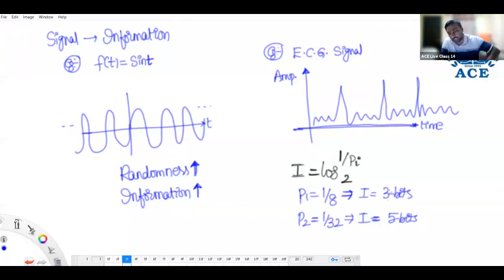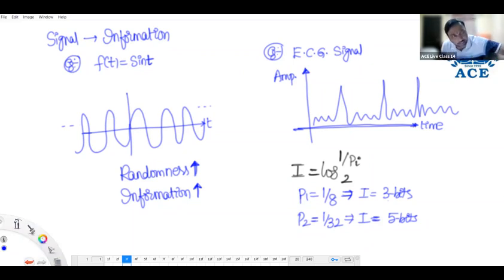Every fellow will say signal means information. That is a common statement, sir. But what is the indirect meaning of the word information? If randomness increases, what increases? Information content increases. More randomness carries more information. That is the first property of signal. First characteristic of signal: if randomness increases, information content also increases.